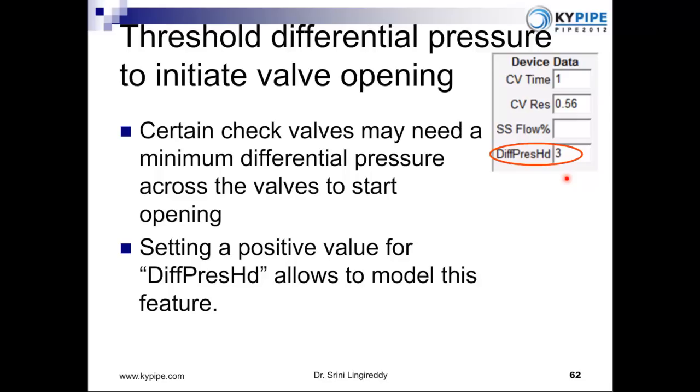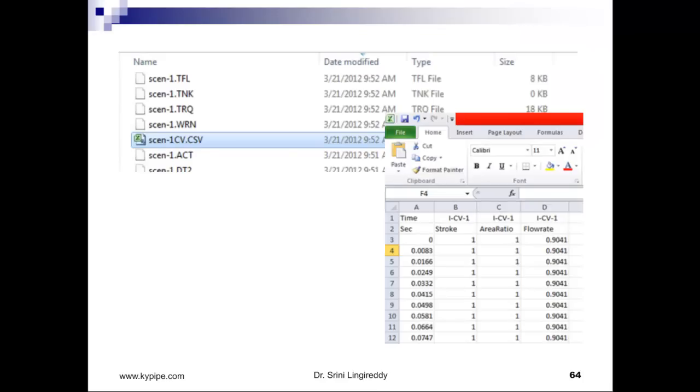when you're opening a valve, especially valves with counterweights and springs, they may require a certain minimum differential pressure across the valve to start opening. Earlier, as soon as the differential pressure was greater than 0, the valve started opening. Now you have an option to set up a minimum threshold pressure for the valve to start opening. So, in this case, until the pressure differential between upstream and downstream reaches 3 meters or 3 feet, the valve does not open, and it starts opening only after it exceeds that value.